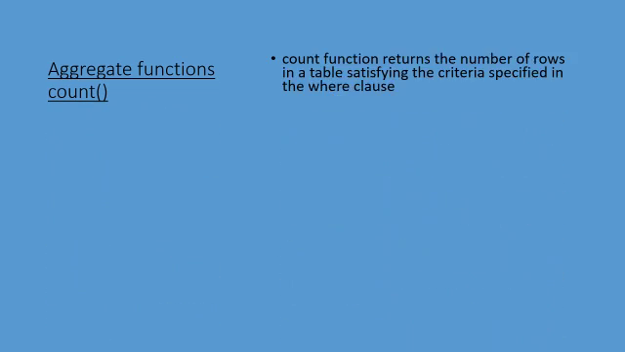Next, we can go for aggregate functions. In aggregate functions, the first function is count. Count means what? It returns the number of rows, the number of records. The count function returns the number of rows in a table satisfying the criteria specified in a where clause. In the where clause, we give some condition, and the count function will count how many records satisfy the condition. That number alone will be displayed. It won't display the records.